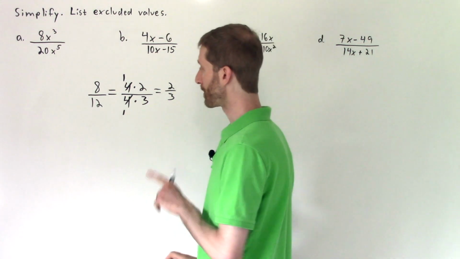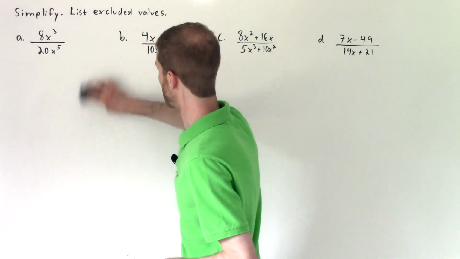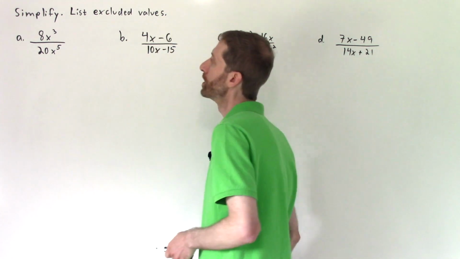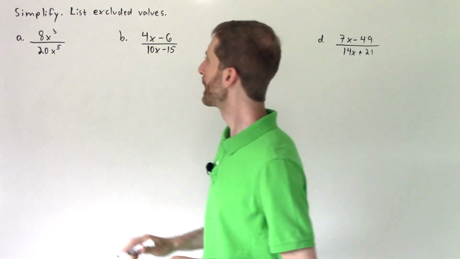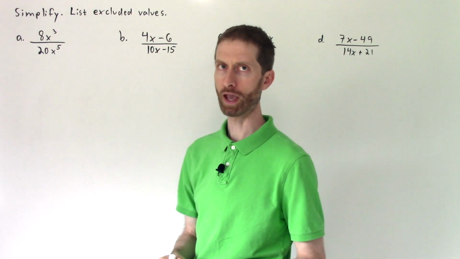I'm going to erase all that, but that's the main idea, just now with variables. Okay, here we go. Now we're going to go old school: 8x cubed over 20x to the 5th. So again, we're going to look at this.